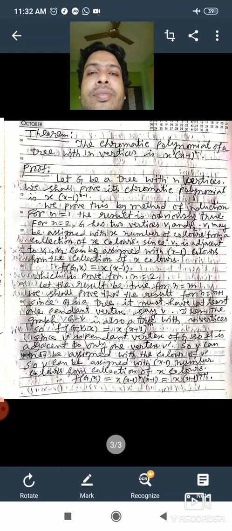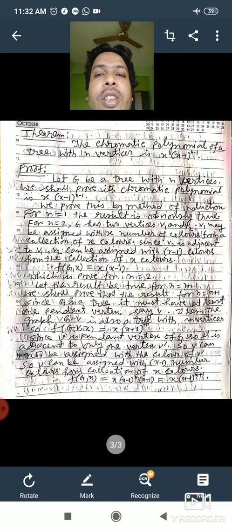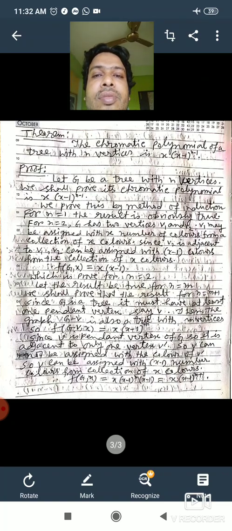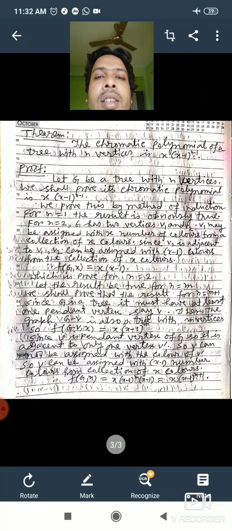Now next theorem. This is another important theorem. The chromatic polynomial of a tree with n vertices is x into (x minus 1) whole to the power n minus 1. Let G be a tree with n vertices. We shall prove its chromatic polynomial is x(x minus 1) whole to the power n minus 1.